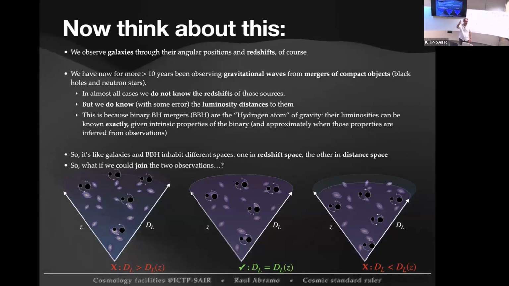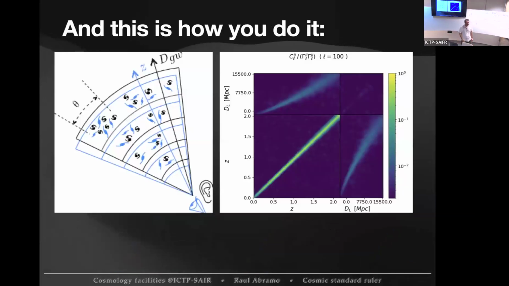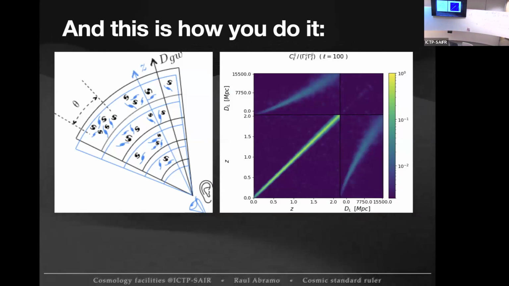Well, this is what we cooked up a few months ago. Basically, you have these 2 maps of the universe, and you cross-correlate them in all possible redshifts and distances. So this is the correlation of galaxies and black holes: galaxies in redshift, black holes in distance. These are 100 bins in redshift and 50 bins in distance, which are completely uncorrelated. You can make the bins in whatever way you want.